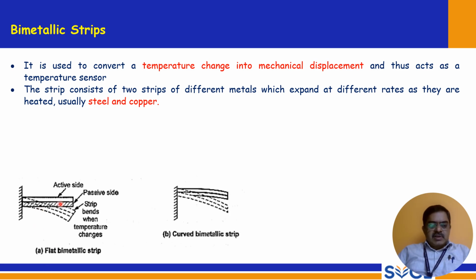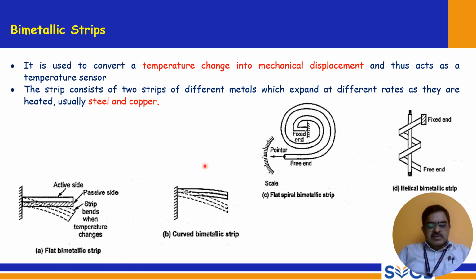So here you can see when heated up, this is the passive side and this is the active side. The strip bends when temperature changes. So this is a flat bimetallic strip, this is a curved bimetallic strip, and this is a flat spiral bimetallic strip. So spiral type is also another configuration of bimetallic strip. This is a helical type of bimetallic strip.